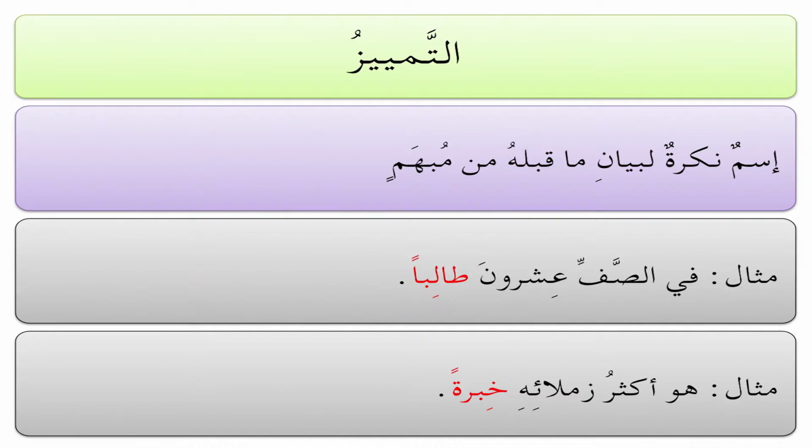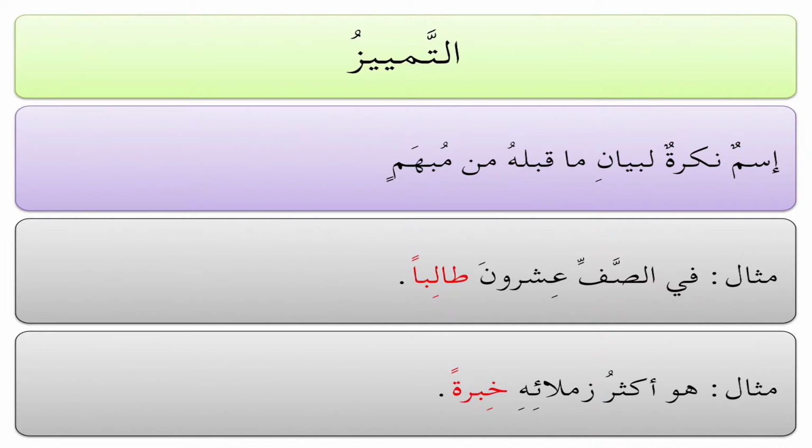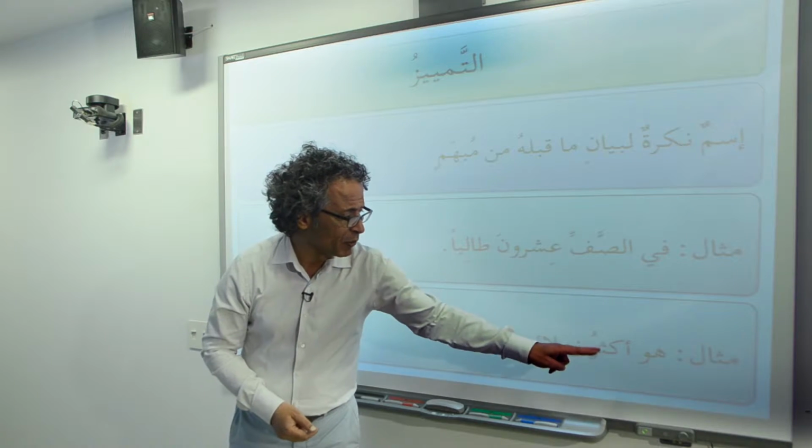مثال هو أكثر زملائه. If we stop at زملائه, he is the most amongst his colleagues. The most what? The most in terms of what? So you see now that the word is coming to tell us in what quality he is more or most. خبرة, experience. So basically we're saying he's the most experienced of his colleagues.